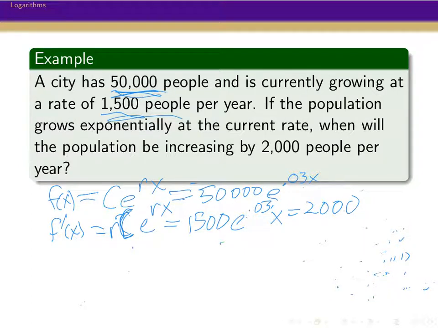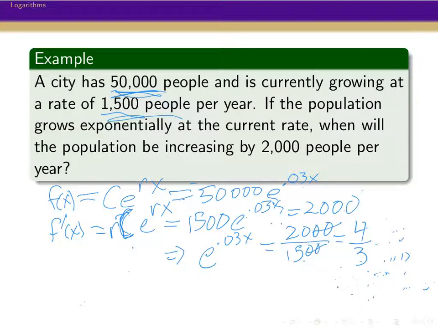Okay, then that x should be up there in the exponent. So we're going to use a logarithm, but to use a logarithm, we've got to get the e to the 0.03x by itself. So we're going to divide by the 1,500. So we have e to the 0.03x is equal to 2,000 divided by 1,500. And zeros cancel off, 20 over 15. That simplifies down to 4/3.